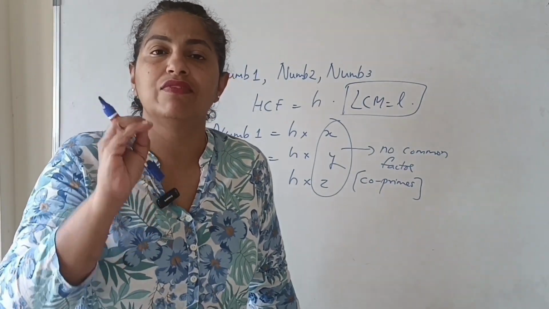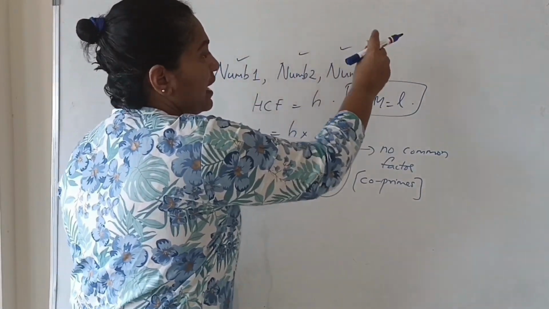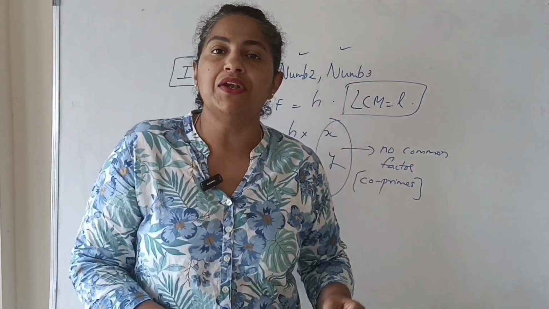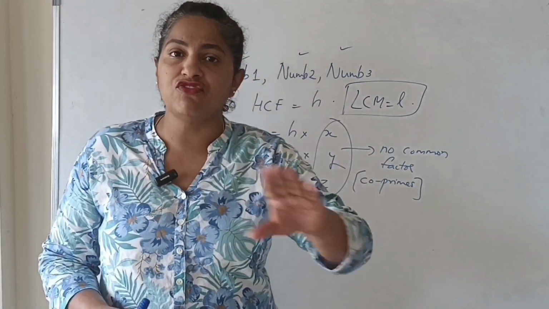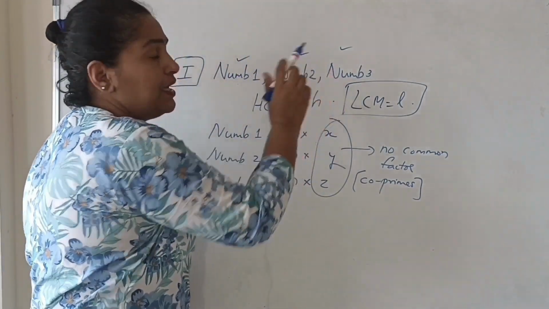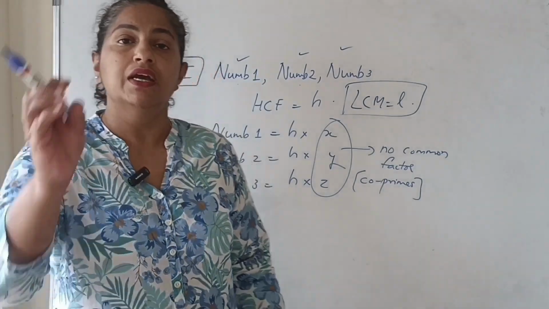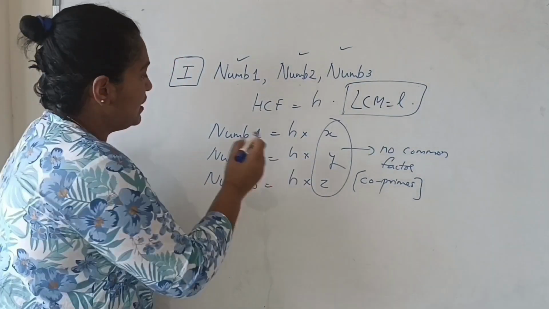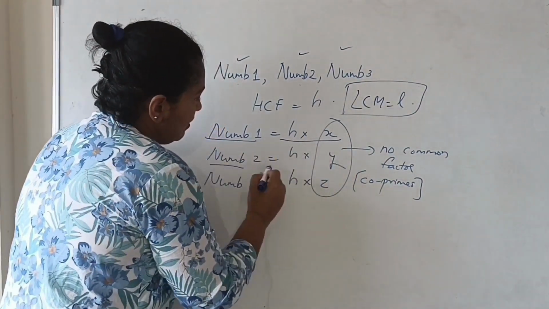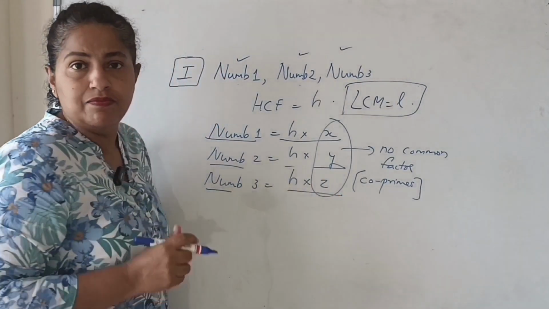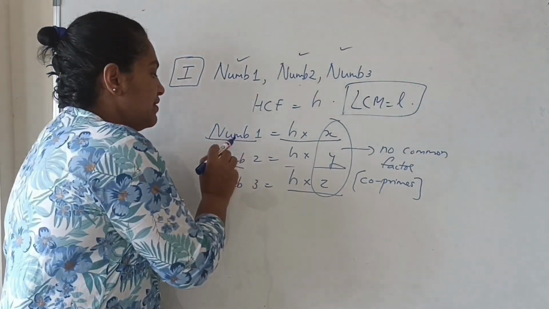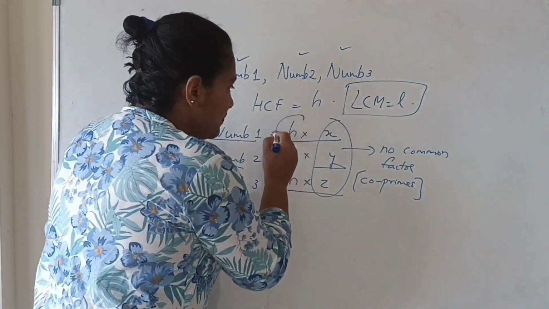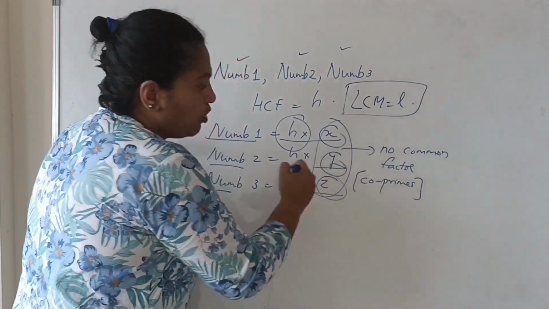One thing is that the LCM L will be a multiple of the first number, the second number and the third number. Correct? Because LCM is the least common multiple. Because it is a common multiple of these 3 numbers, the LCM has to be divisible by the first number, second number and third number. Because LCM is divisible by this, this and this, it obviously means that the LCM has to be divisible by the HCF H and each of these co-primes.